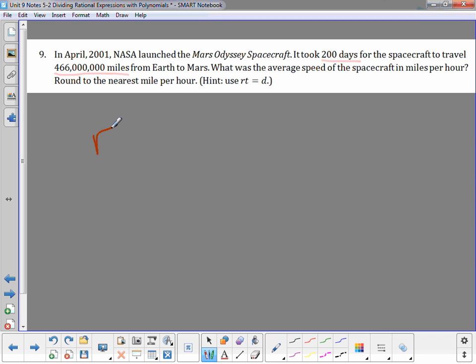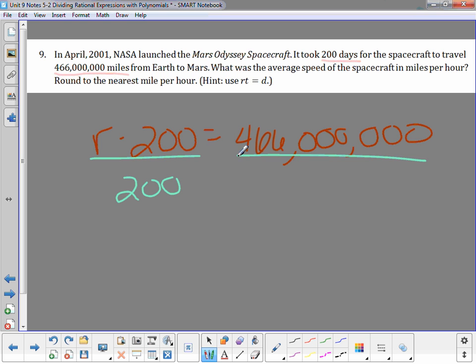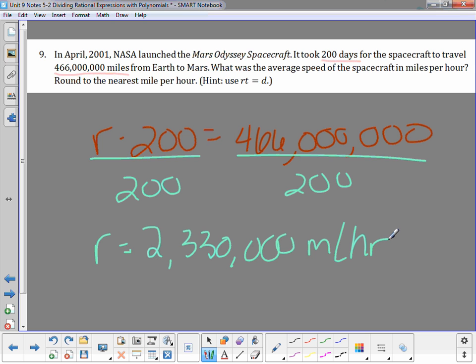So our rate, we don't know. Our time was that it took 200 days, and that's equal to our distance, which is 466 million miles. So this is actually just a plug it in and solve it kind of problem. And I bet in the past you didn't realize that when you were doing that, you were actually using rational expressions. So what we're going to do is solve this for r. I'm going to divide both sides by 200. And then I end up getting that my rate is equal to 2,330,000 miles per hour. Okay, so that is your rate in miles per hour.